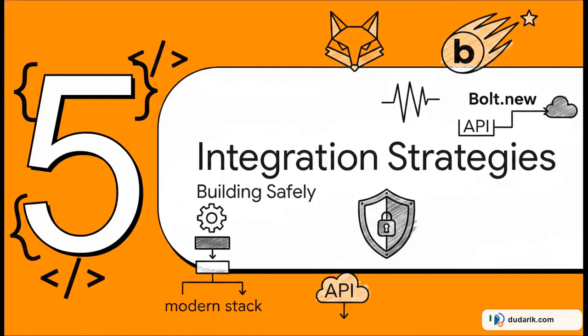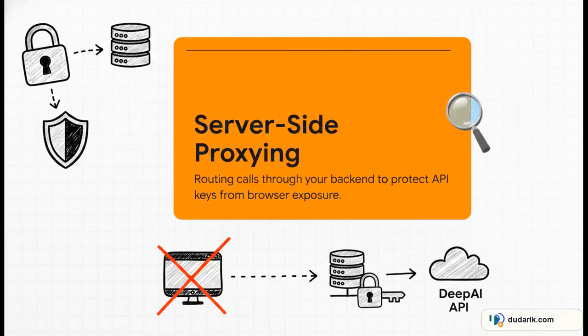Number 5, real-world integration strategies. All right, rule number 1 of API Club: protect your keys. You must use server-side proxying. Never, ever call the DeepAI API directly from your browser-side React or client JavaScript. If you do that, literally anyone can open their browser's dev tools, grab your API key, and just completely drain your monthly quota. Always route your front-end requests to your own server-side API routes.